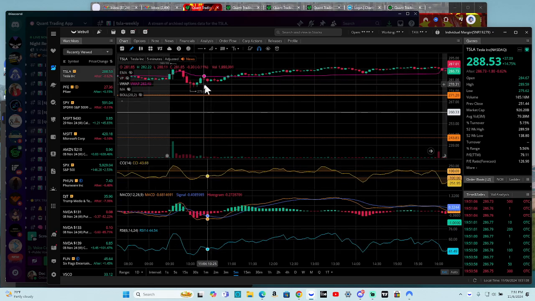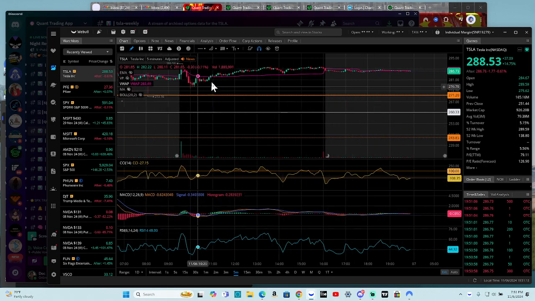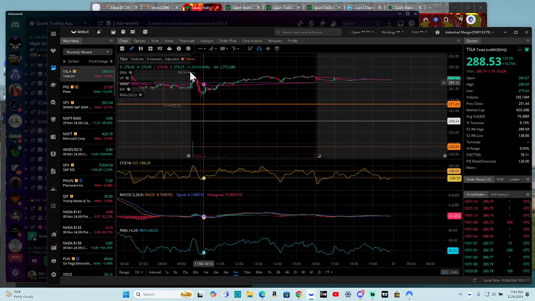275.62. So we got in the 275 ballpark, and then we started back up. This was a flat day for Tesla. That move in the morning, what were you just talking about before? What's enough of a move to get you out of bed and put some money on something?